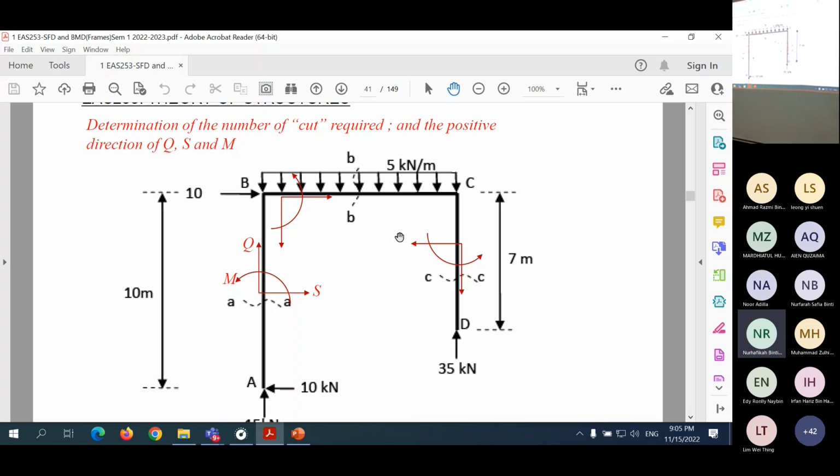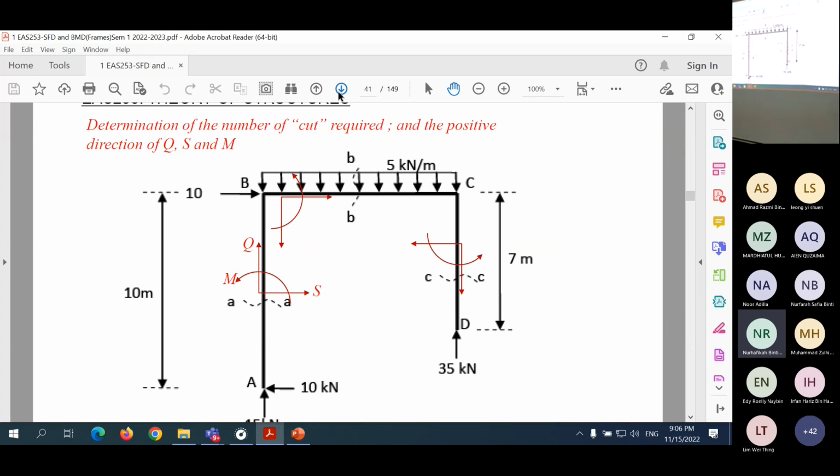So the next step is we have to cut, use a free body diagram, and then repeat to the next cut, and then the next cut, and then get the Q, S, and M. Here, I want you to pay attention to the direction of this Q, axial force, and S, shear force. Q is always parallel to the axis of the member. This is Q, this is Q, this is Q. S is always perpendicular to the axis of the member. Shear force, shear force, shear force. It's always perpendicular to the axis of the member, and then bending moment is defined accordingly.